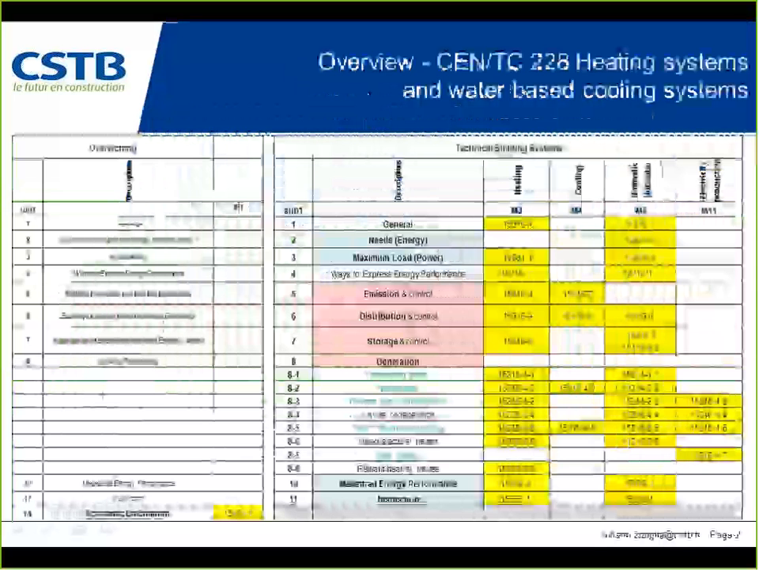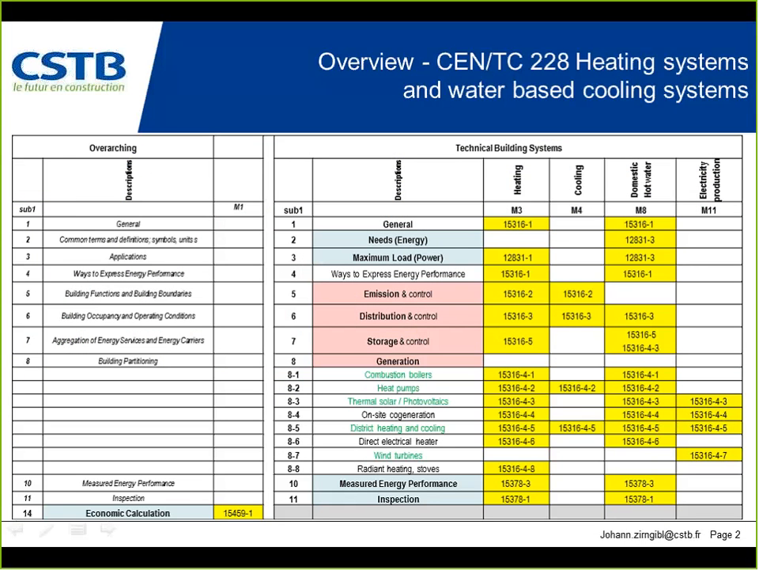So just to start, on heating and water-based cooling systems, you should know by now, because my colleagues have presented it several times, this overall modular structure, where all the European standards under Mandate 480 are represented. And here I show you the standards of TC228. You can see that we have several standards, for example standards linked to the needs and the maximum loads. So this, for example, here is for domestic hot water.